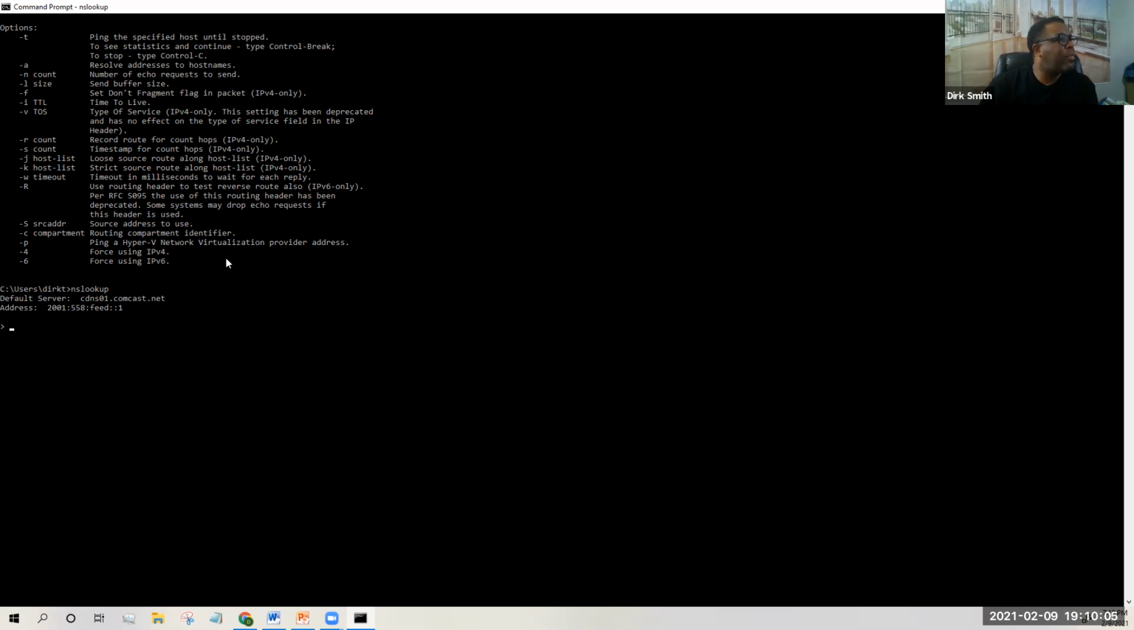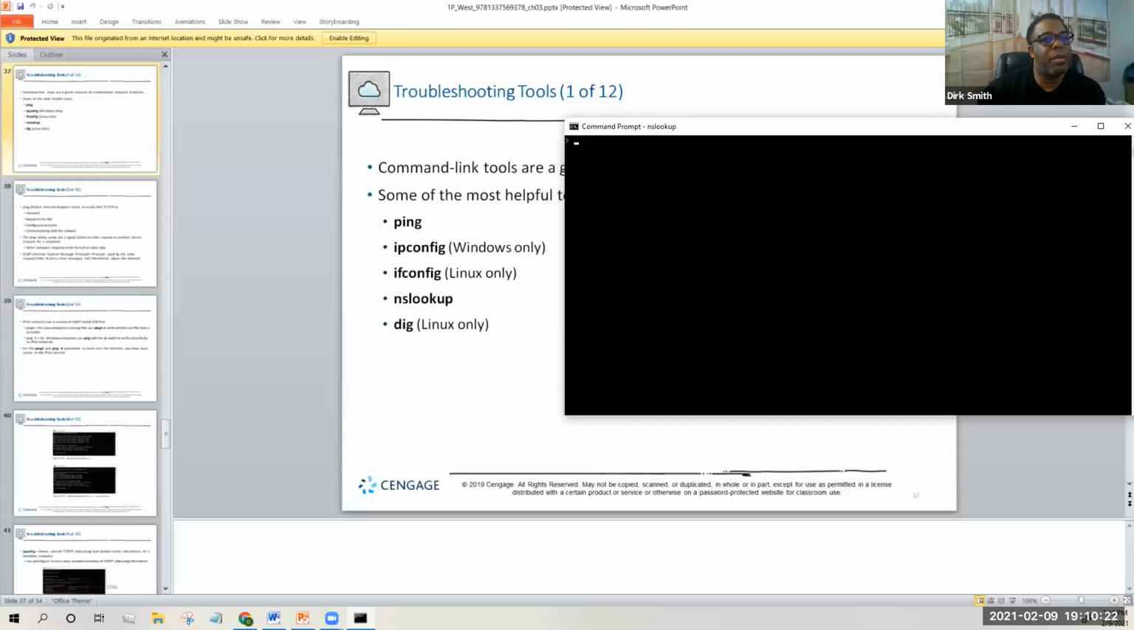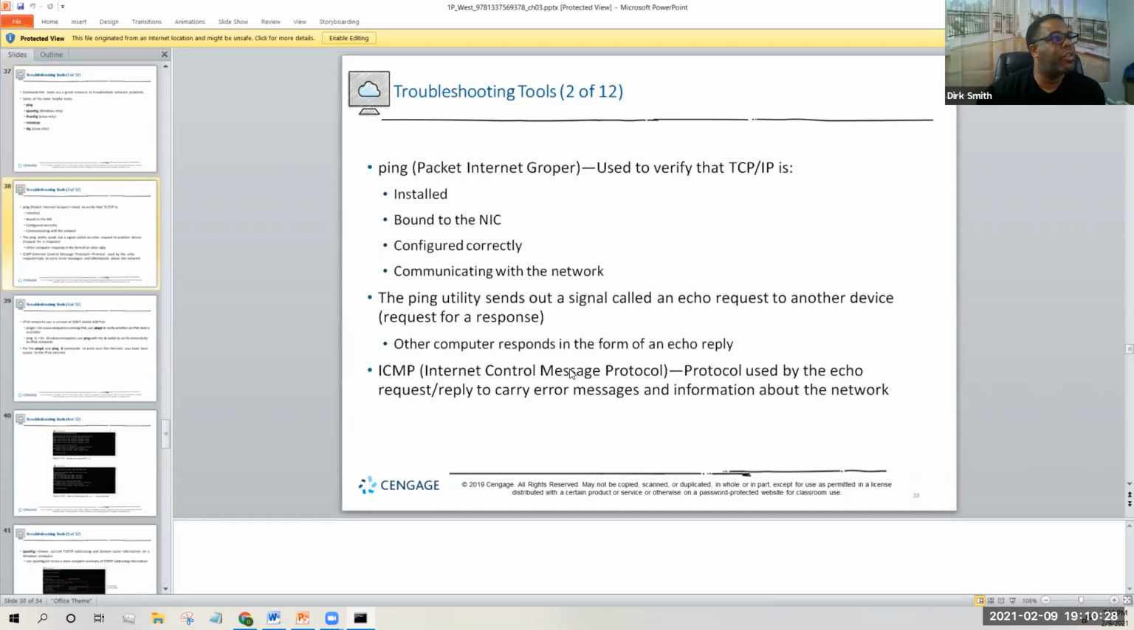So if I did an nslookup on my computer, it's just telling me that my default server is on Comcast. So that's what it was. I thought it was going to give me something else. This is kind of weird. Maybe my number's not working. But anyway, these commands are very, very useful, so familiarize yourself with them. So, ping, we just talked about that.